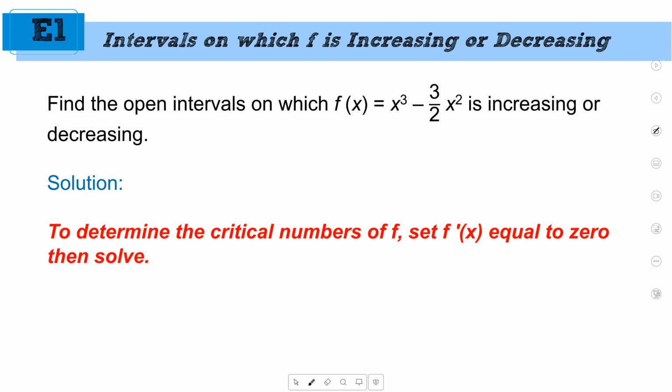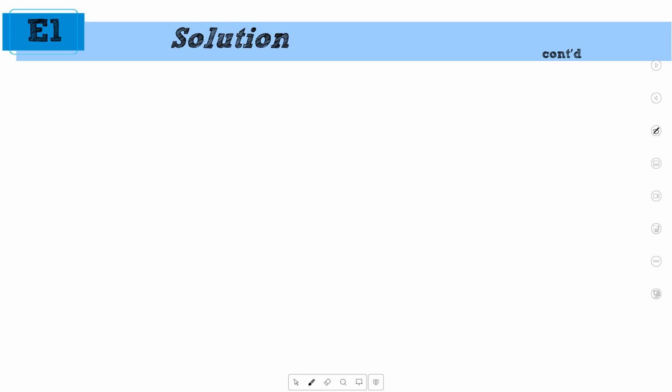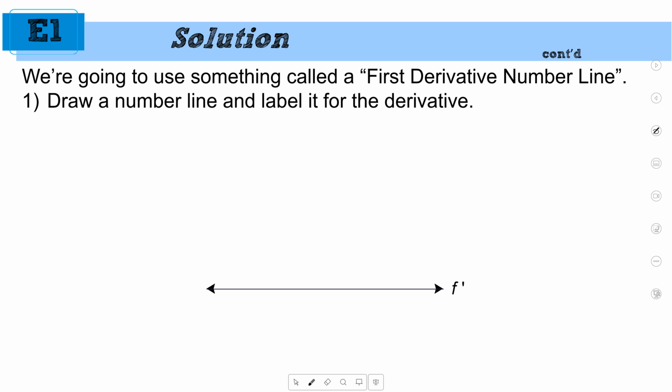I know you have this already in your slideshow, so I'll talk you through it. We'd like to know where that function is increasing and decreasing. It's a cubic, so you kind of have an idea what a cubic looks like. But we're going to find the critical numbers, and then we're going to test some regions. Okay, so how do we do that? We use something called a first derivative number line.